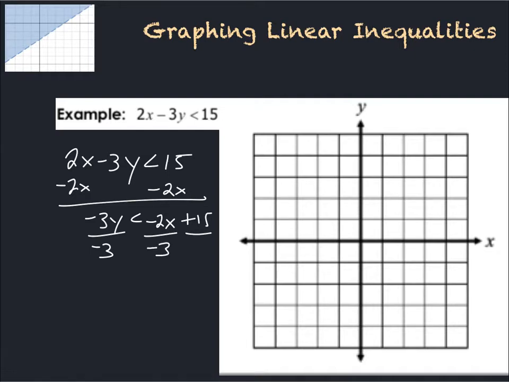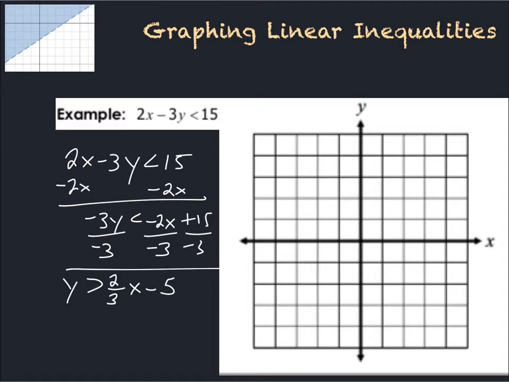Now, because this is an inequality and because we're dividing both sides of the inequality by a negative, we would have to flip the sign. So that would be y is greater than positive 2/3 x minus 5. Now, at least in the beginning, you're going to graph this in a similar way as you would graph a linear equation.